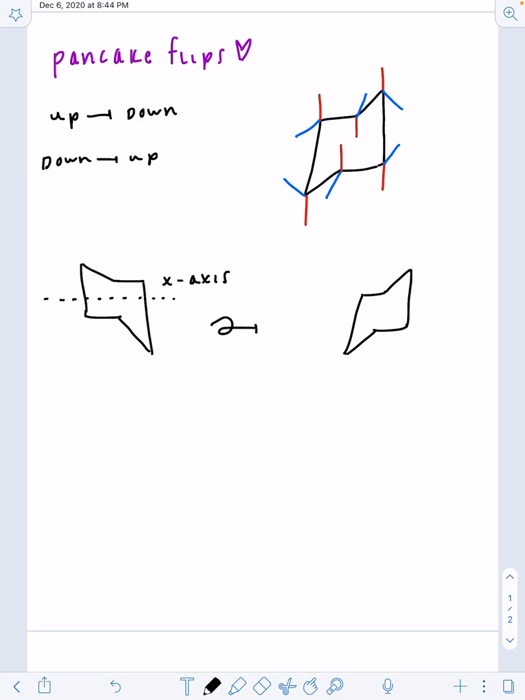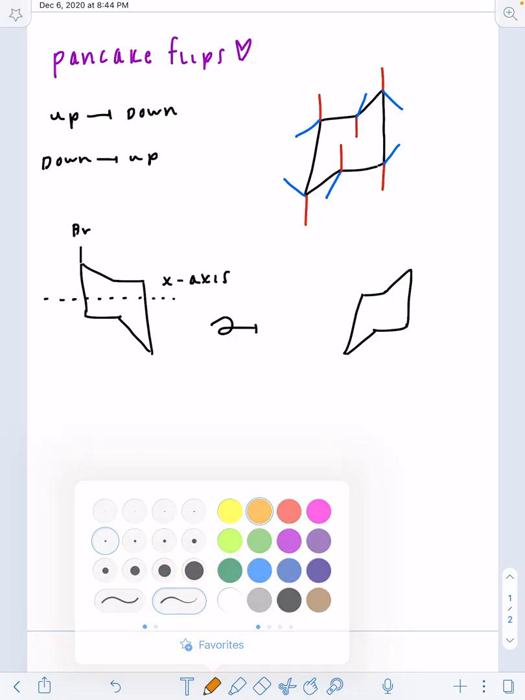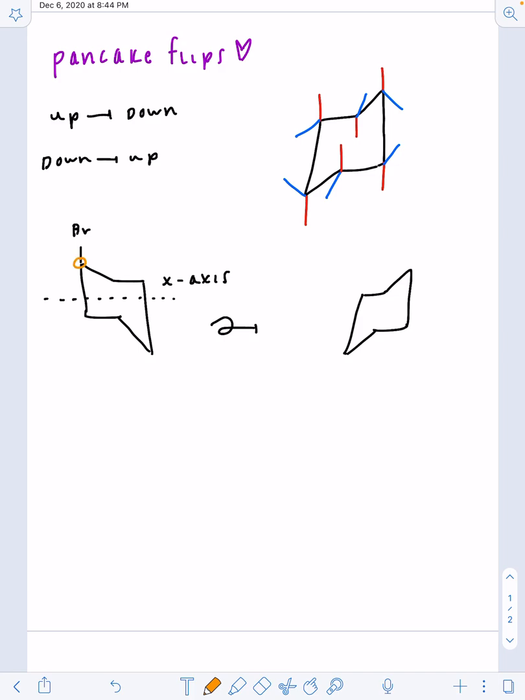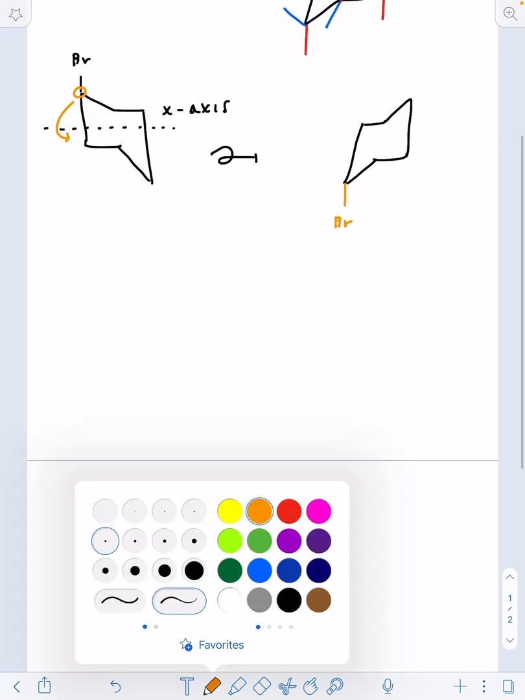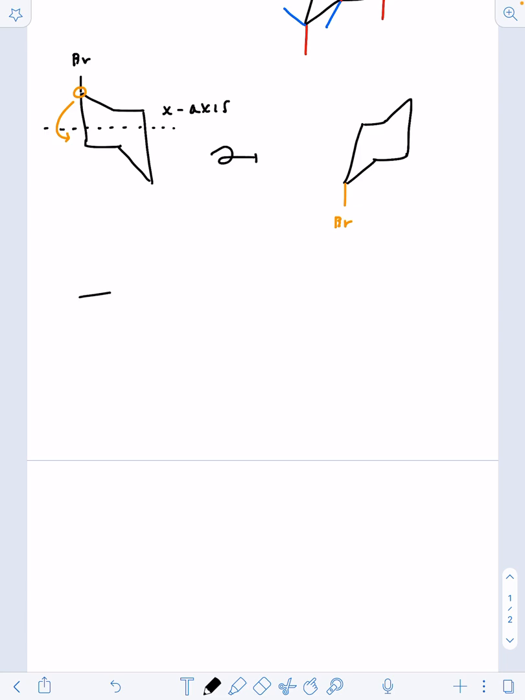So if I have a molecule that looks like this, and I'm flipping it over the x-axis, that means that this bromine is going to start here and end up down here. So instead of being up axial, it's going to be down axial, like that. And that's it. We're going to do a bunch more examples, so if that didn't make any sense to you, I'm sorry. And we'll keep going.